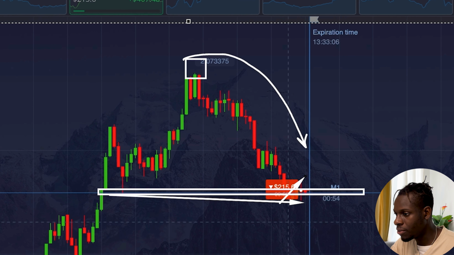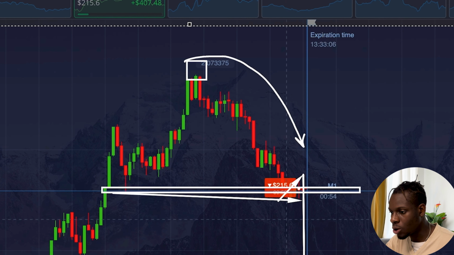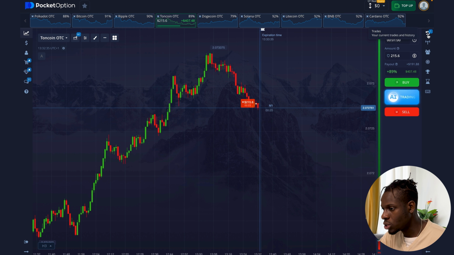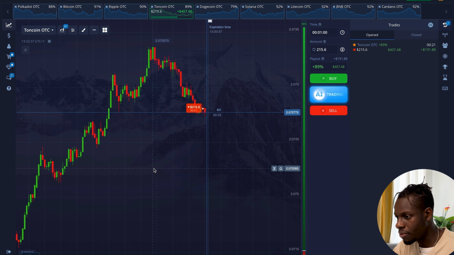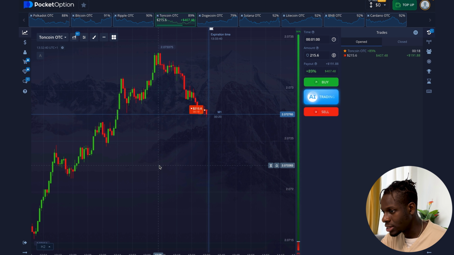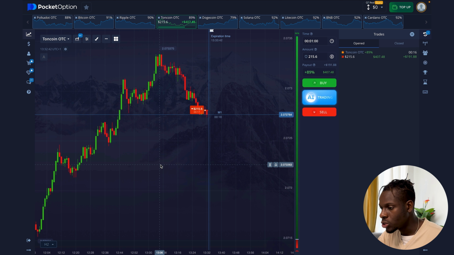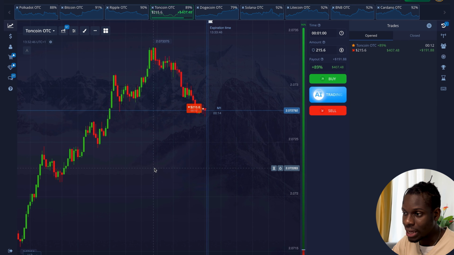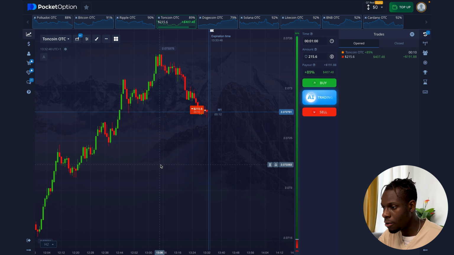Instead, we got a further downward movement. So I don't see price rejecting and continuing the uptrend. Rather, I'm seeing signs of a reversal. There was a slight pullback, and price is going further down now. So I think this one would end in green, but of course, we never know for sure, guys. Let's see how this plays out. But I'm really confident about this trade.